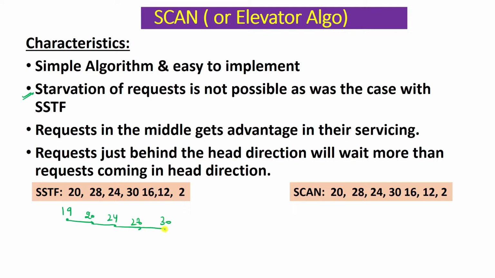Now after 30 you can see these requests will be pending to complete. So we'll move now to 16, 12 and then 2. We'll go to 16 because it is the next request that is closer. Then we'll go to 12 and then we'll simply go to 2 according to SSTF.